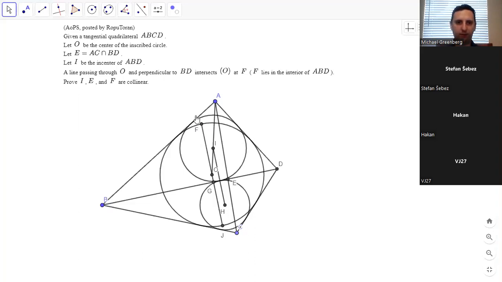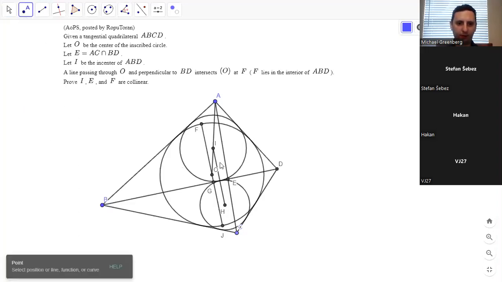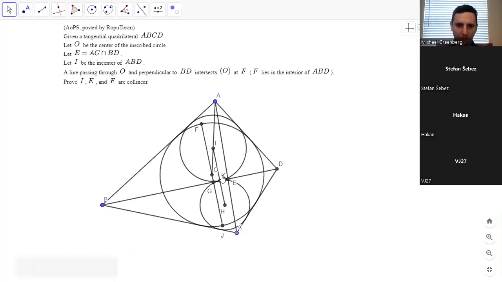Okay, so how could we show that these are collinear? So, basically we want to label this point here, and we want to use ratios, they might work. Because these two are parallel, we want to show that FG over GK is GE over KE, right?